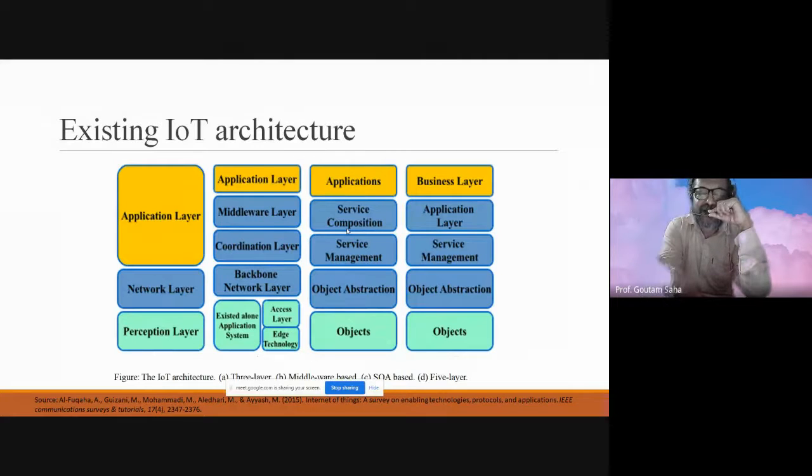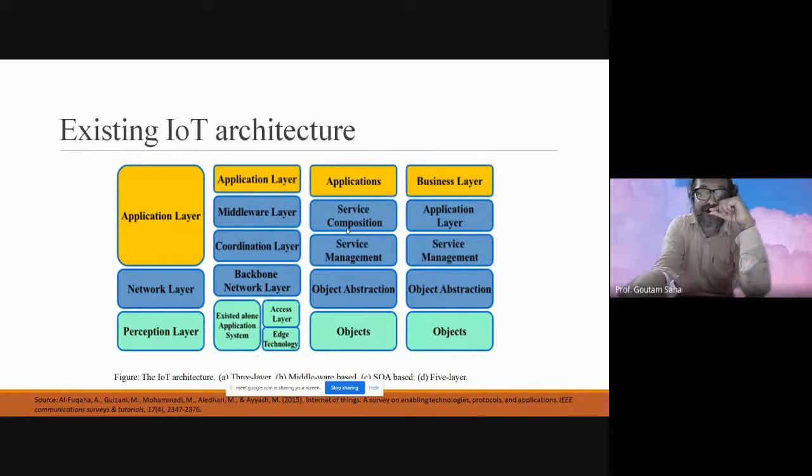So you can understand that there is a perception layer, network layer, application layer. And from there it is further subdivided into objects, object abstractions, object classification. Then management, that means which object will be sent through which communication medium so that they can be easily passed on. Service composition means how this heterogeneity can be removed, and after removing the heterogeneity, they can be transmitted safely to the application layer for doing the jobs which I have already shown. This is the present.